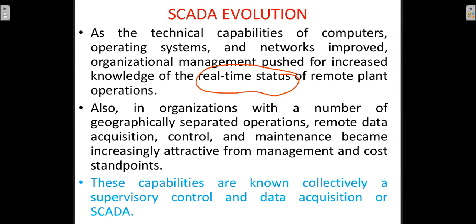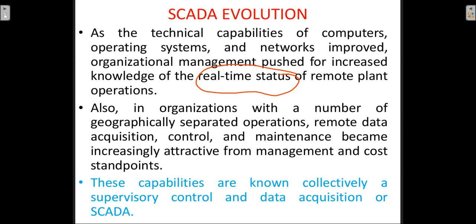So whenever you want to have the real time status of the plant operation, all these things are very essential. In organizations with a number of geographically separated operations, you have a big system. You can just think of a mega factory, could it be a sugar factory, could it be a cement factory? There are different kinds of operations which are segregated into different blocks or different sections. The coordination among all these operations has to be done, and SCADA probably is one of the better solutions in order to have coordinated operations within a premises, with the different sections or different blocks.